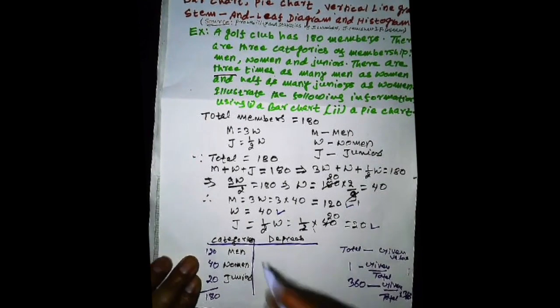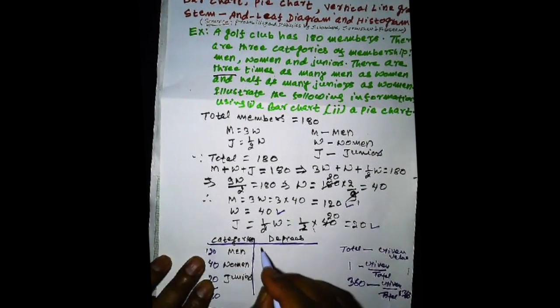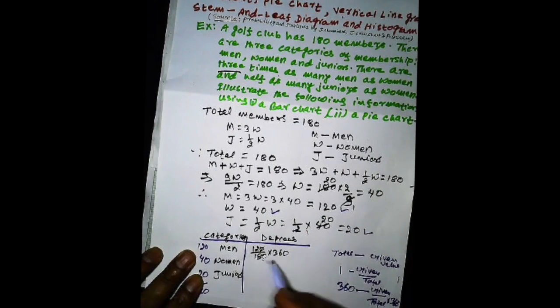So here you can see 120 is the given value, and the total value is 180, and this is times 360. You can cancel these two zeros. So 18 1s are 18, 18 2s are 36. That means it is 120 times 2, and finally it's going to be 240 degrees.